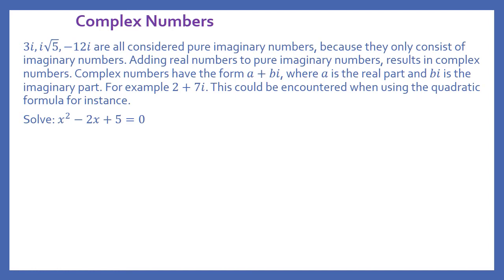Now, you can encounter complex numbers when you use the quadratic formula. So we're going to use the quadratic formula. Hopefully everyone remembers what it is. If not, I'm going to rewrite it here for you. Negative b plus or minus the square root of b squared minus 4ac all over 2a. If you're now asking yourself what's a, b, and c, a, b, and c.